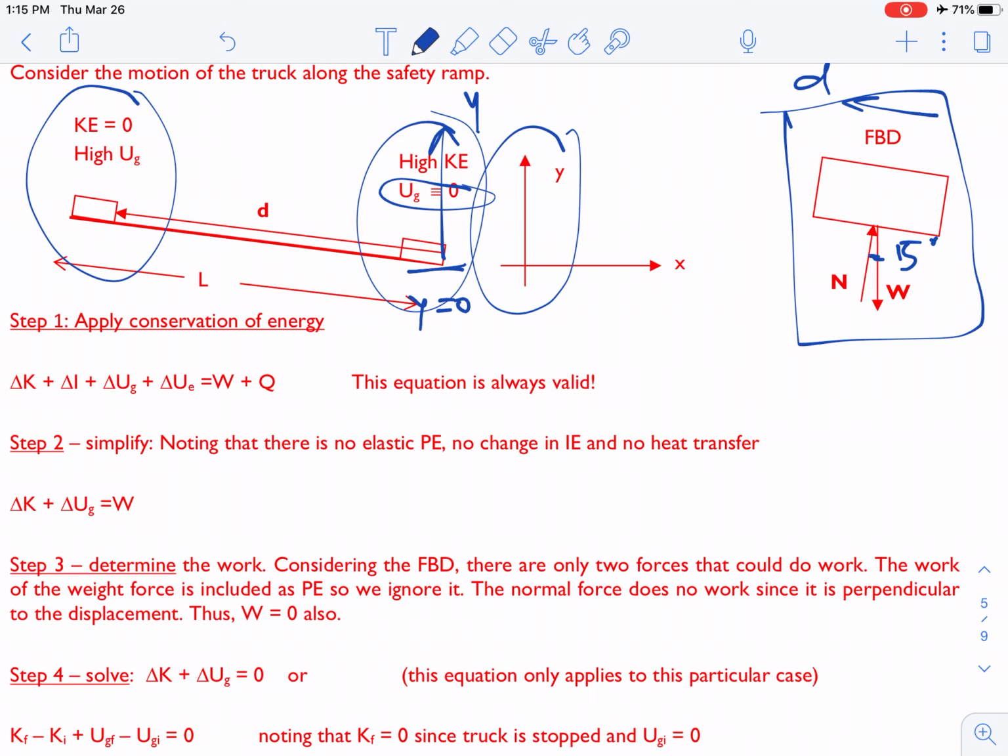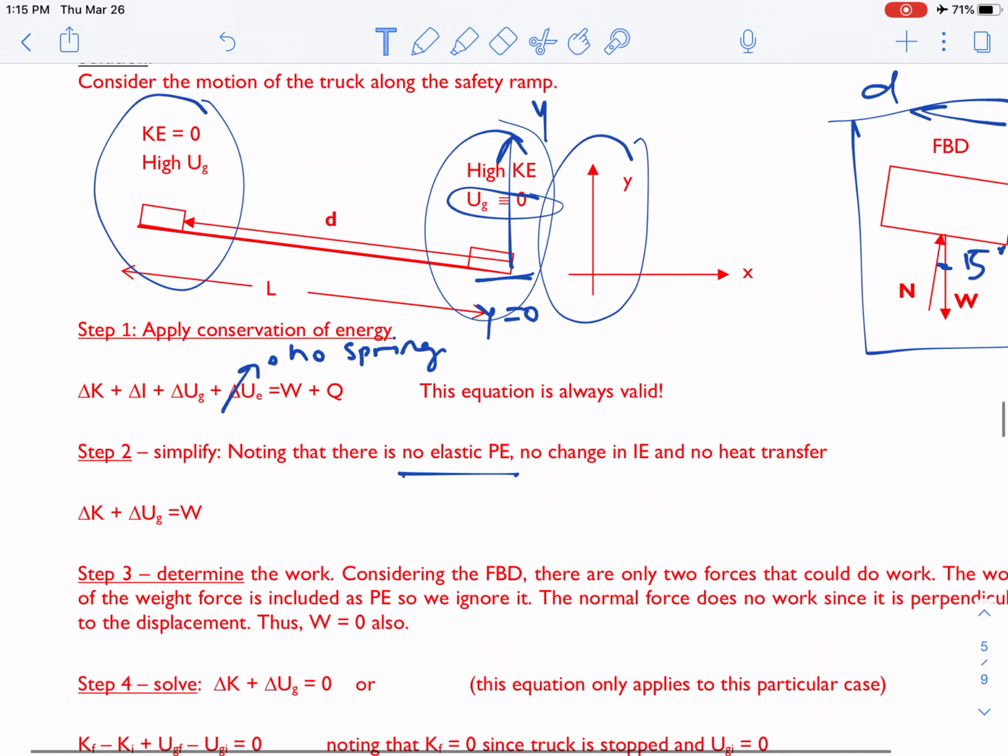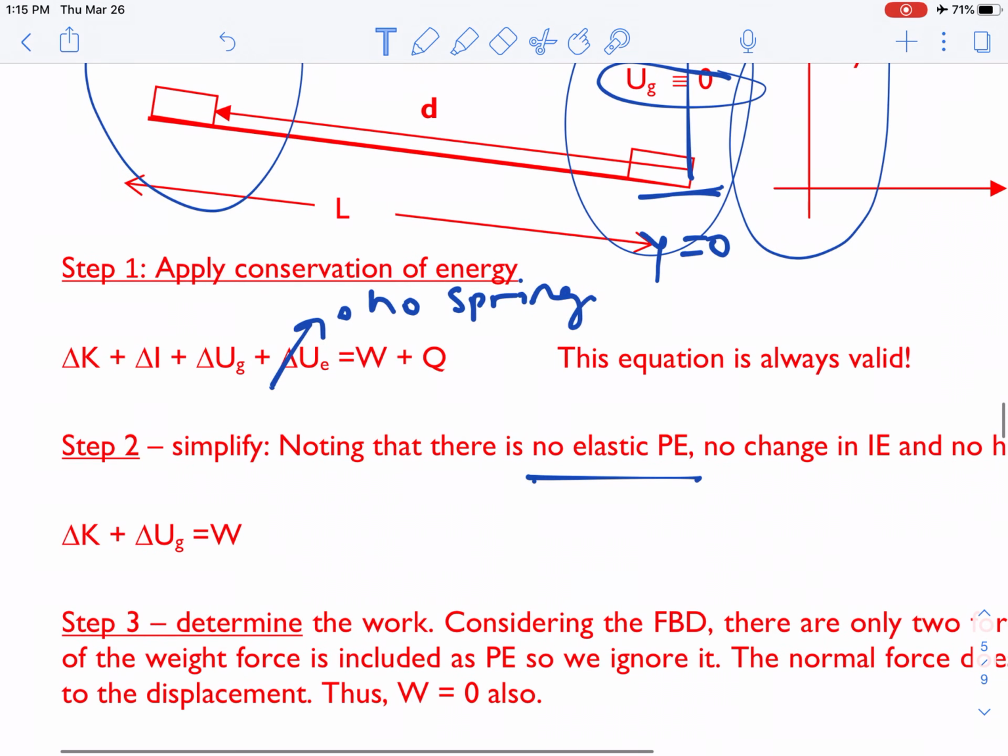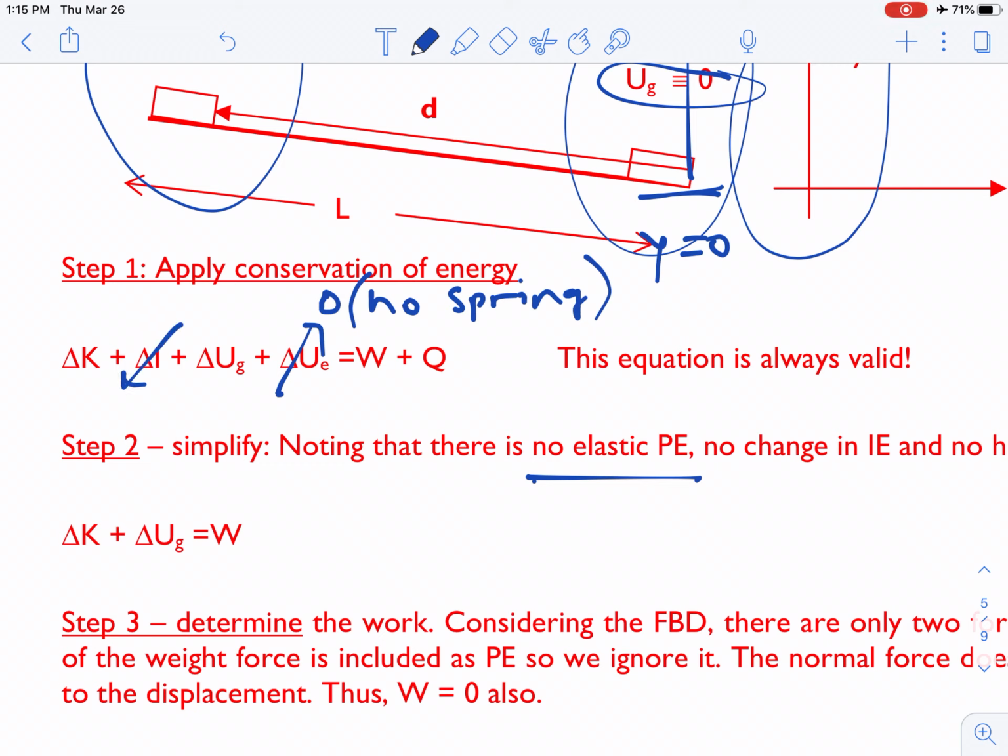But again, we do not see a spring-like object, so there's no elastic potential energy for sure. So we're going to say this goes to 0, and this is the reason: there's no spring. So we're starting to simplify our equation. I'm going to get rid of this first. I just want to say this is 0 because there's no spring. Delta K stays there. Delta I also goes to 0.